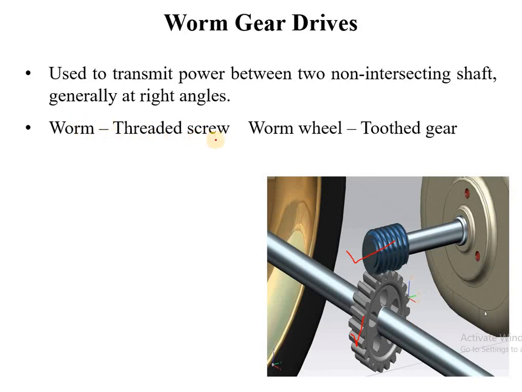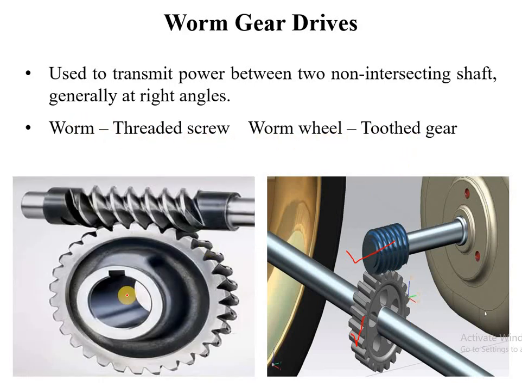Worm is basically a threaded screw and worm wheel is a toothed gear. In the diagram you can see these are the threads on the worm and these are the teeth on the gear. Now when the teeth on the worm wheel mesh with the thread on the worm, a line contact is formed between the two.